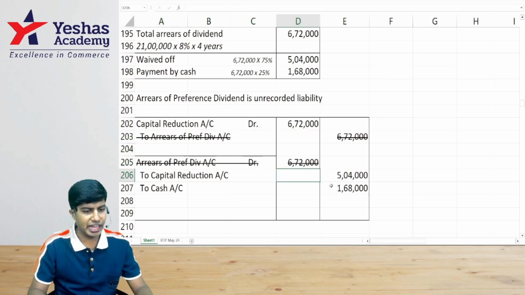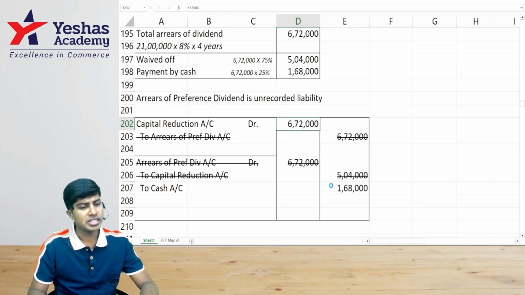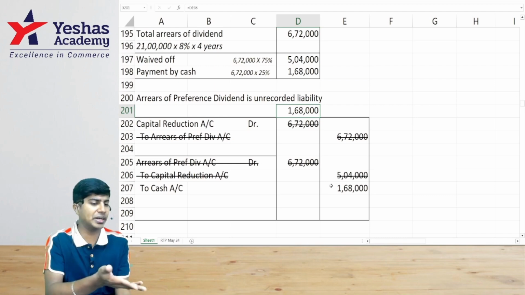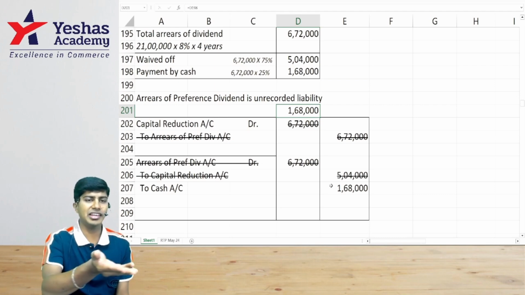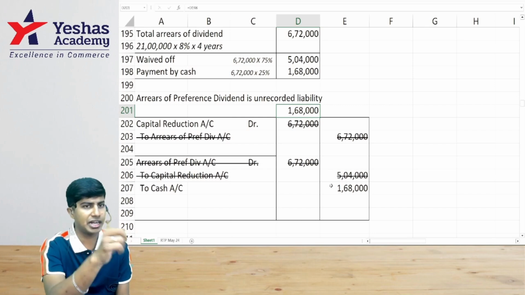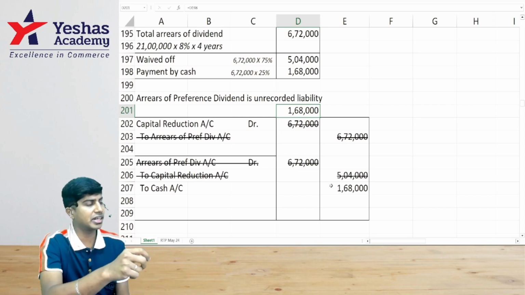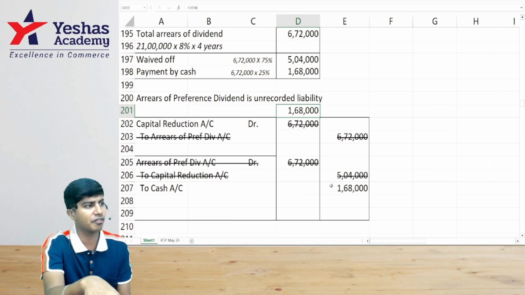Capital reduction. We have here credit 5 lakh 4 and debit 6 lakh 72. 6 lakh 72 minus 5 lakh 4 is how much? 1 lakh 68. Can I say the journal entry is capital reduction account debit to cash account 168? Basically, to the extent liability is unrecorded and waived off, there will be no accounting entry. We will pass journal entry only to the extent there is liability and it is written off.